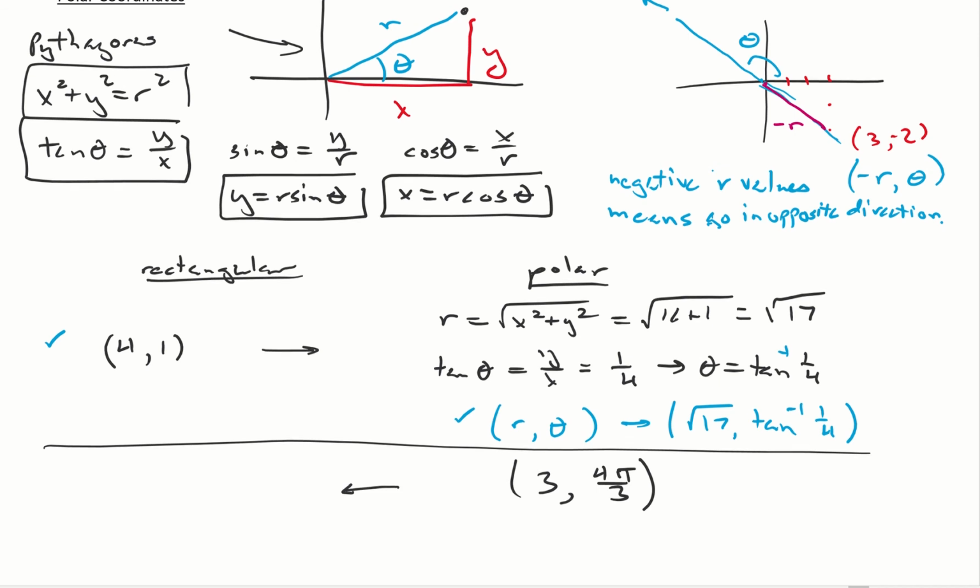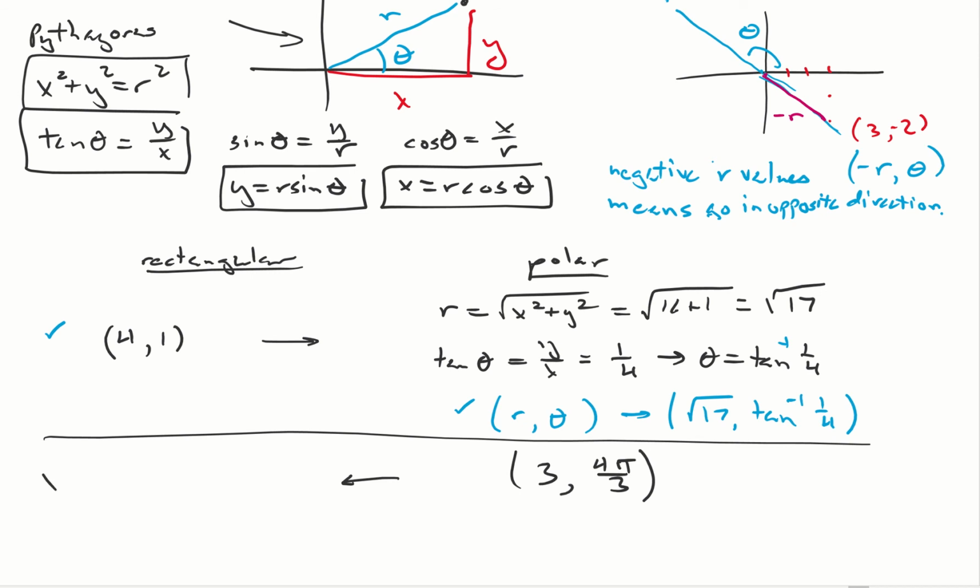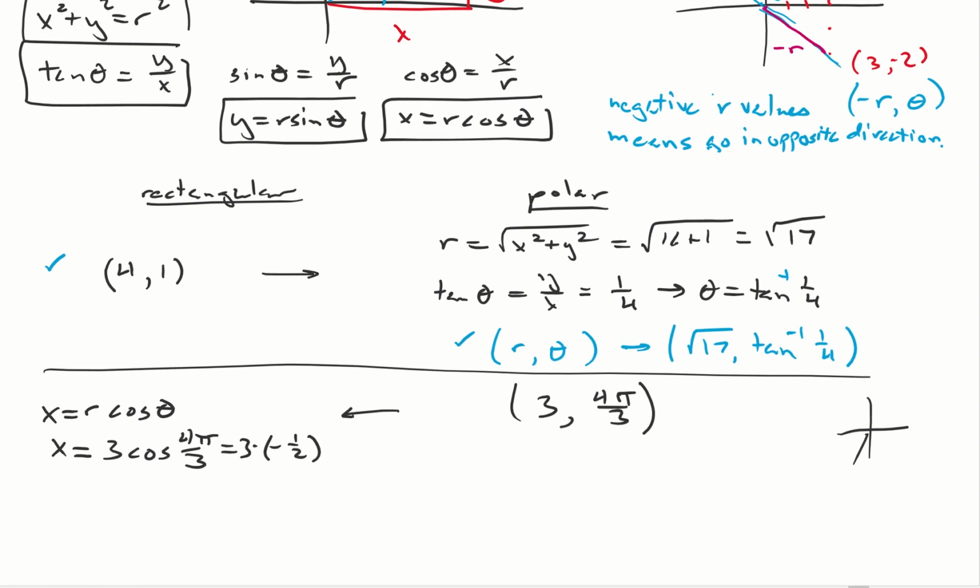What's really handy in this case is x is equal to r cosine theta. So we're converting to rectangular. We're getting x is 3 cosine of 4 pi over 3, which you can use a calculator or you can use your noodle. That's a 60-degree angle in that direction. So it's equal to 3 times a negative 1/2. So x is negative 3 over 2.